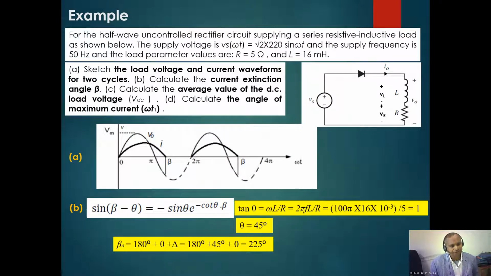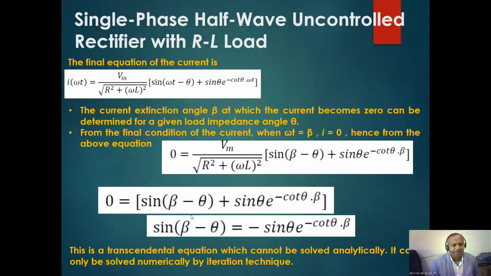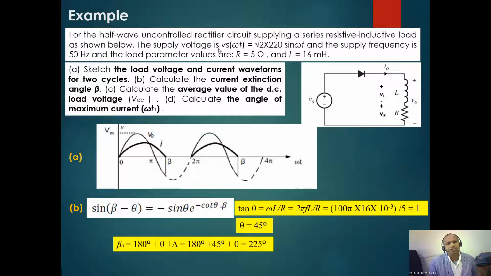So we will take one simple example, a half-wave uncontrolled rectifier. For this, the beta you must find out from this equation by an iterative method. We want to see this iterative method with an example. For a half-wave uncontrolled rectifier circuit supplying a series resistive inductive load as shown below, the supply voltage is root 2 into 220 volt sin omega t, the supply frequency is 50 Hz, and the parameters R and L are given here as 5 ohm and 16 millihenry. First, sketch the load voltage and current.